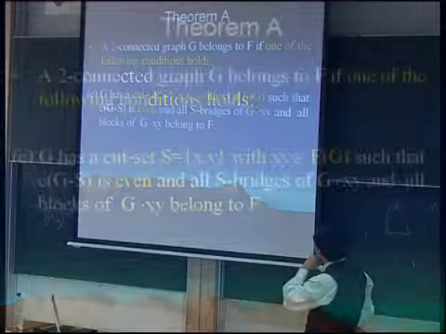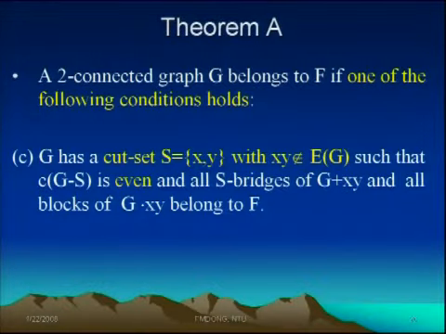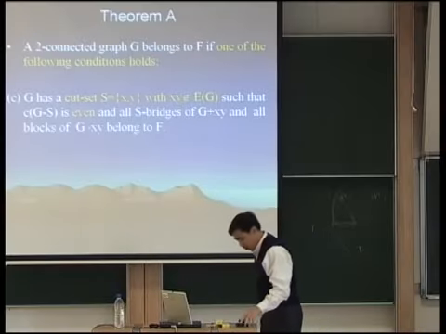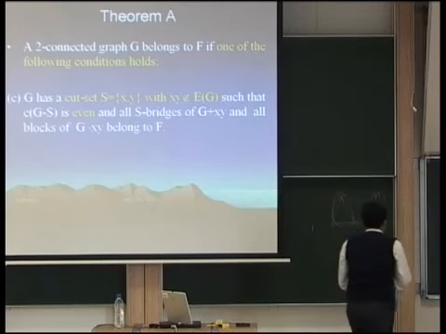Part 3, okay, now we go into a part that is quite complicated. Two vertices X and Y form a cut set, where X and Y are not adjacent, such that c(G minus S) is even. The number of components must be even. And all S-bridges of G plus XY, and all blocks of G contract XY, belong to F. Let me show you one example.